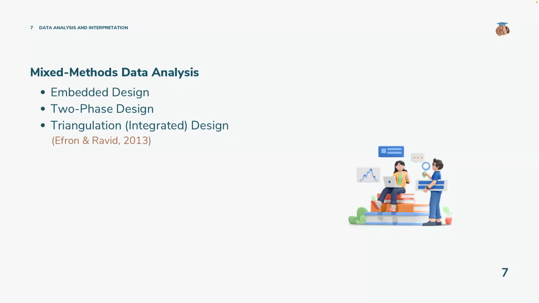The triangulation or integrated design involves giving equal importance to both qualitative and quantitative data, which are collected and analyzed separately but simultaneously. The results from both forms of data are compared to see if they align with each other. Further details about mixed methods data analysis are beyond the scope of this course.